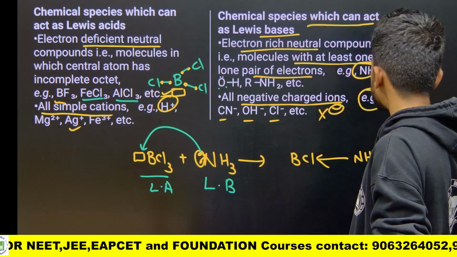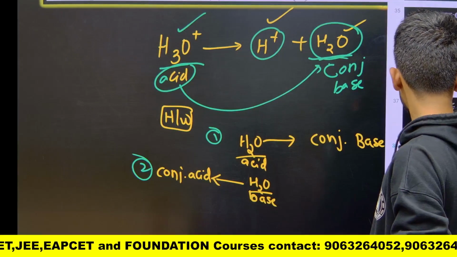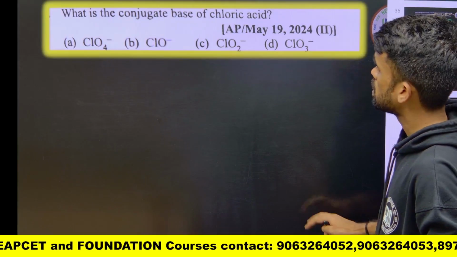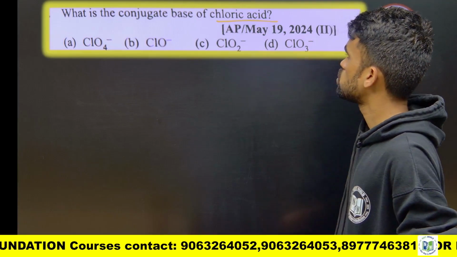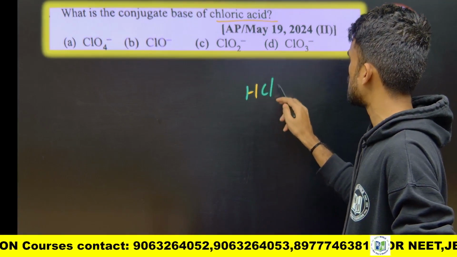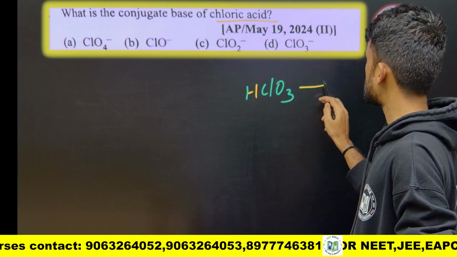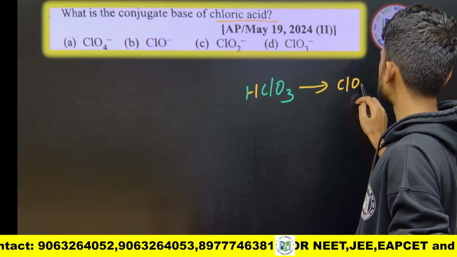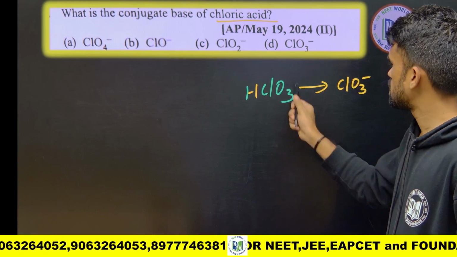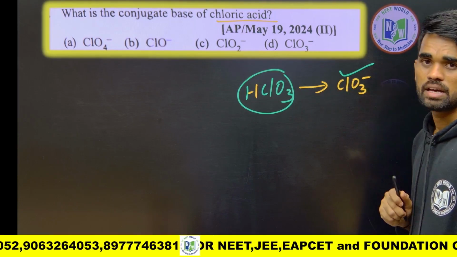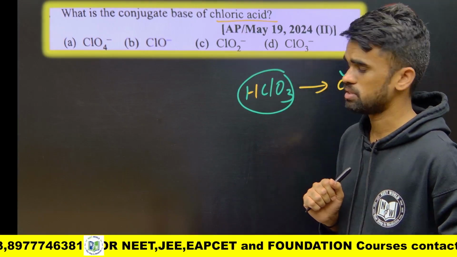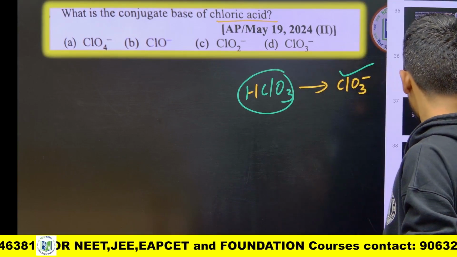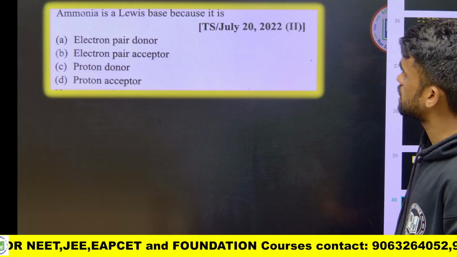So let us look into 2 questions. One question we have: what is the conjugate base of chloric acid? HClO3 is chloric acid. Just remove the H plus ion, and it will form ClO3 minus. So if this is the acid, then this will be the respective conjugate base. That is the answer. Then next, one last question here.